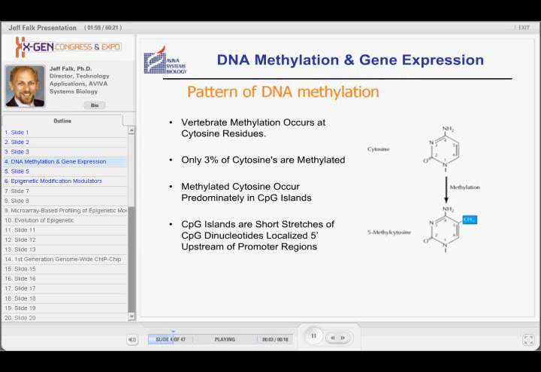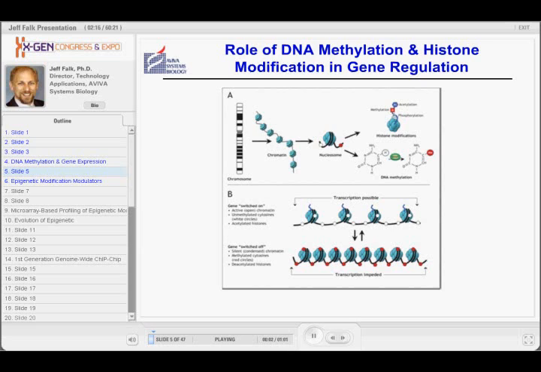I'm sure most people are aware that DNA methylation occurs at the cytosine residues. In vertebrates, only about 3% of cytosines are methylated, and it's generally occurring in CpG islands, which are found upstream of promoter regions. And in conjunction with DNA methylation, there's histone modifications going on, both, as I mentioned before, methylation and acetylation, and these two work in conjunction, resulting in changing the conformation of chromatin, where chromatin is in a switched-on position. It's in an open architecture where DNA is generally unmethylated, and histones are acetylated. That lets genes be transcribed and gene expression occurs.